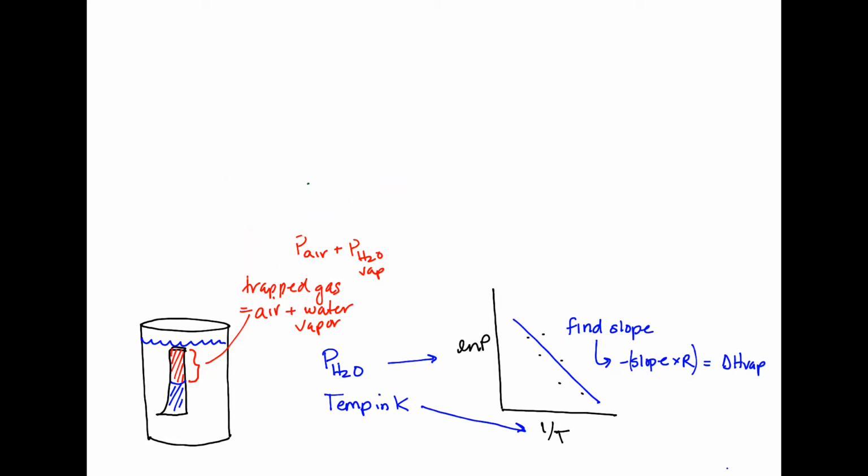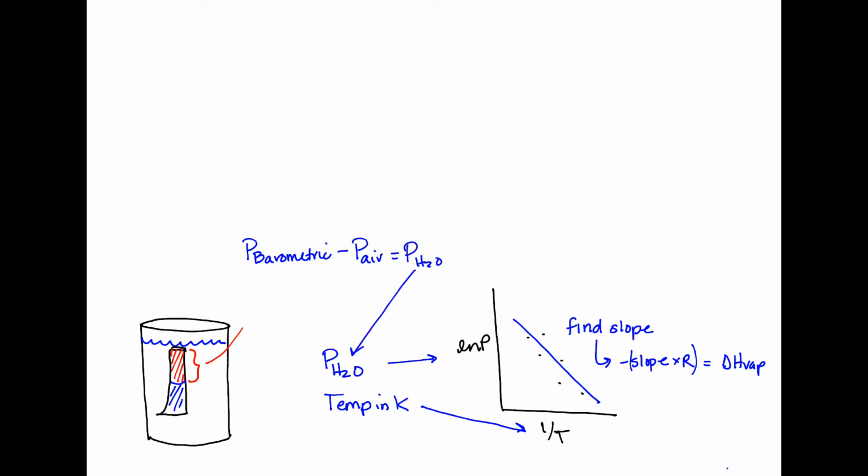So to make that look a little clearer, we're going to measure barometric pressure, and then we are going to subtract out the partial pressure of air, and that will equal the pressure of water, which we'll have for that.